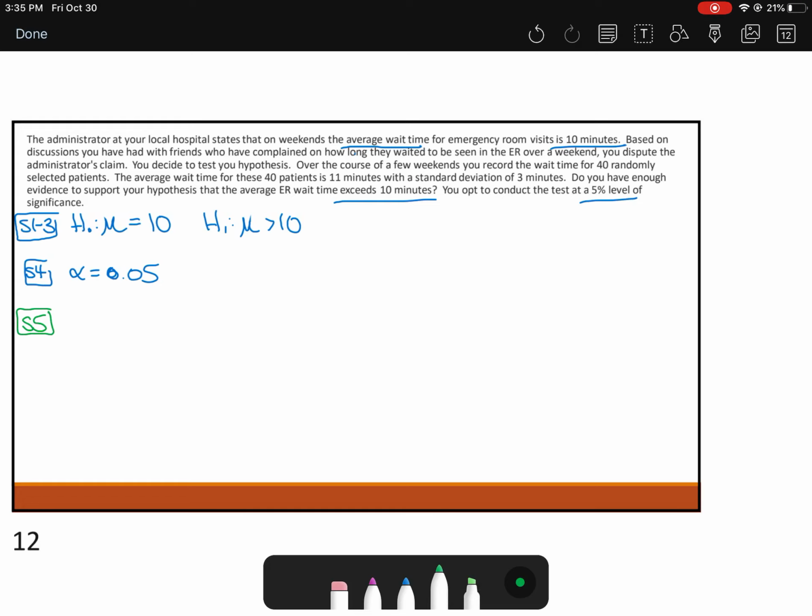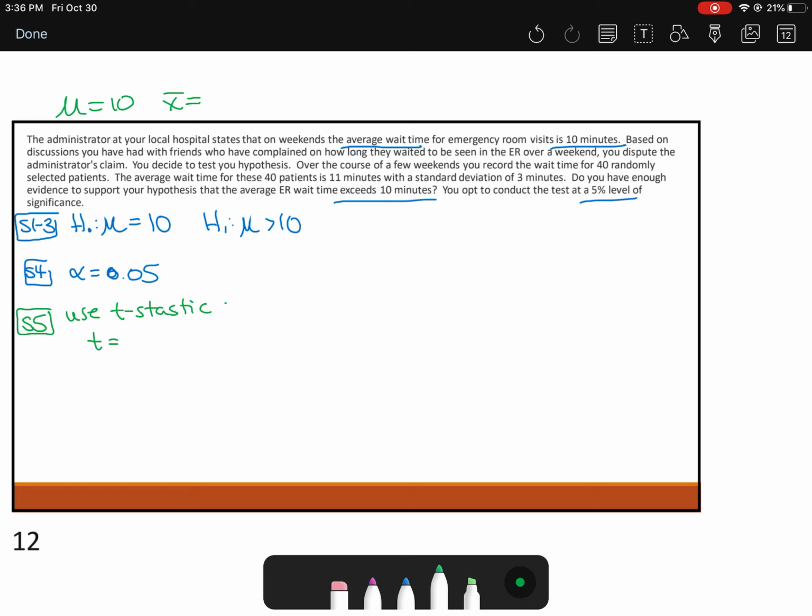So step 5, are we using t or z? Well, they don't mention anything about the population standard deviation, so I'm going to use a t statistic. Again, we're going to have to go to our Excel to do that. Let's just write some information down.